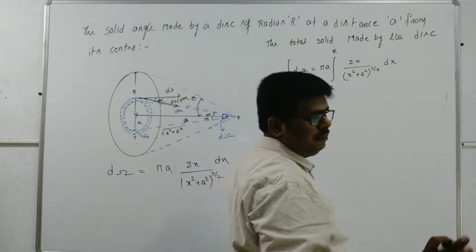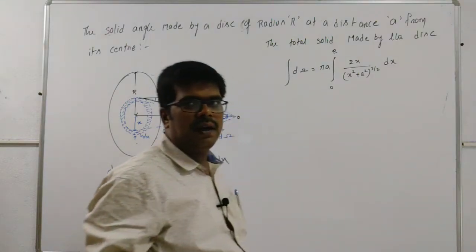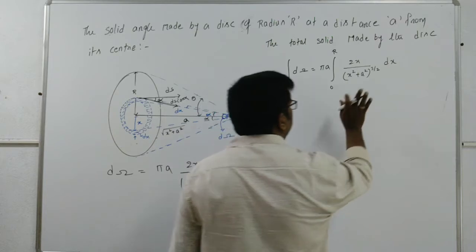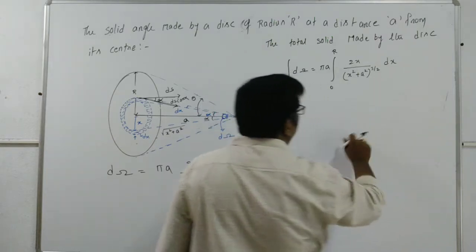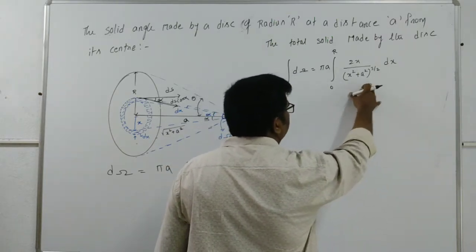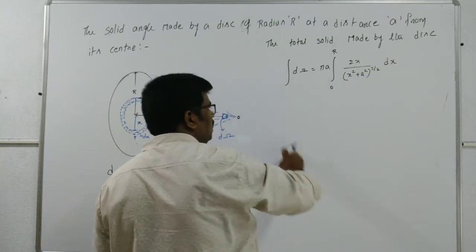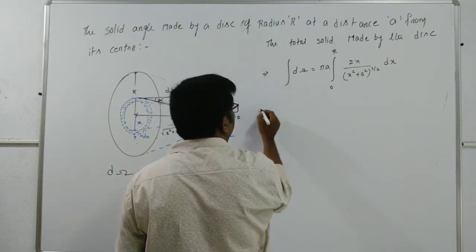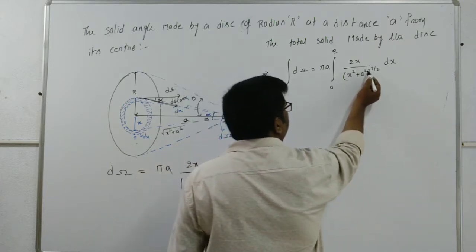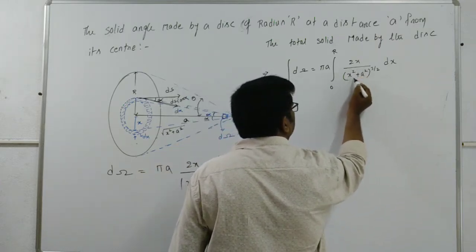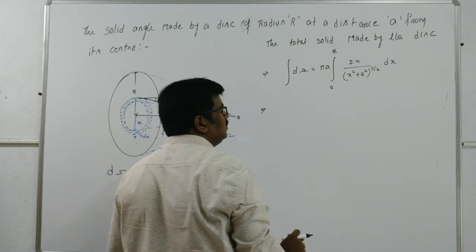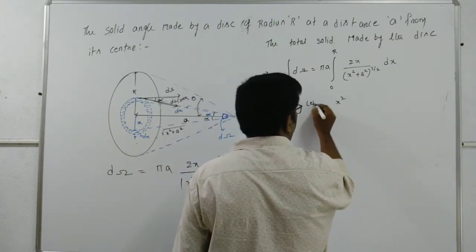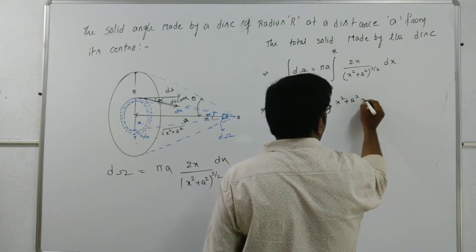Integral x power n dx means we have x power n plus 1 by n plus 1. I am going to tell you this elaborately, because you don't know the integrations till it is started for you. I am taking this denominator part x square plus a square as t. Let x square plus a square be equal to t.